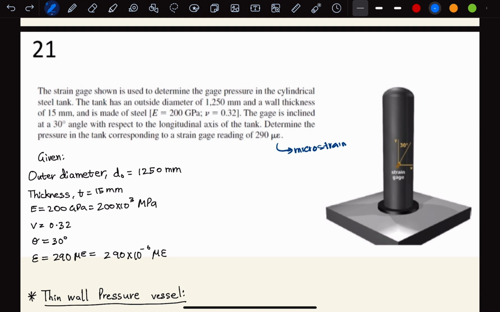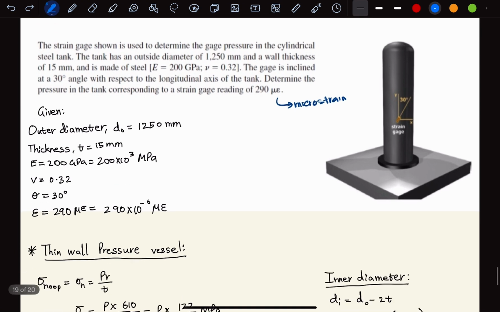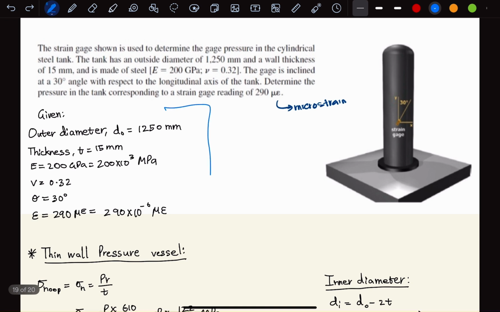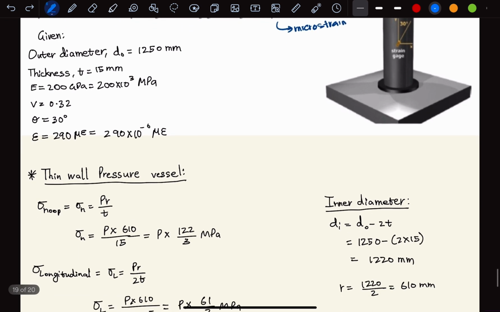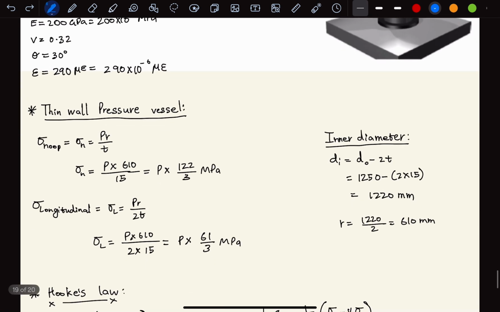The gauge is inclined at an angle of 30 degrees with respect to the longitudinal axis of the tank. Determine the pressure in the tank corresponding to the strain gauge reading. That value is 290 microstrains. So first of all, we know these are the given values in the question. So using these values, we will be using the concept of thin wall pressure vessel to determine the hoop stress and the longitudinal stress.